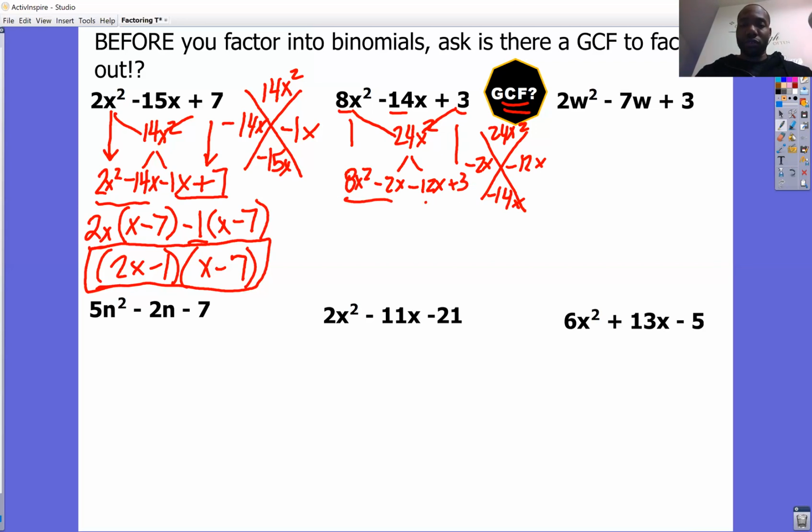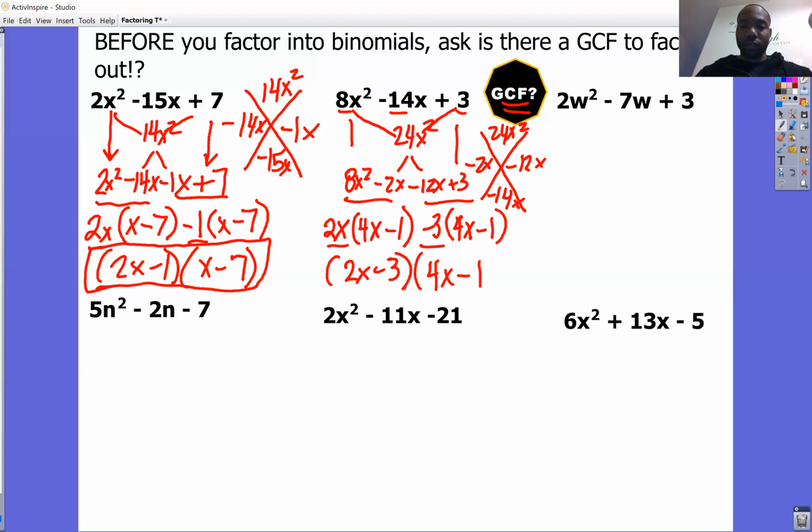Group this. What can I take out? The greatest common factor would be a 2x. Take that out and divide, and we end up with 4x minus 1. Over here, I can take out a negative 3 to end up with 4x minus 1. Now bring our GCF together. We get 2x minus 3 times 4x minus 1.